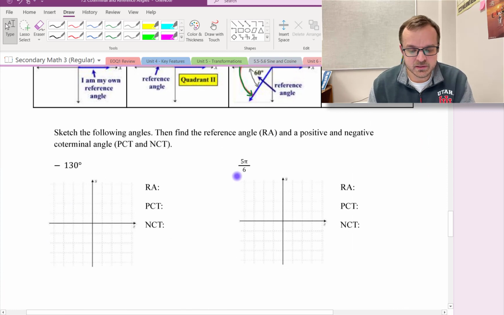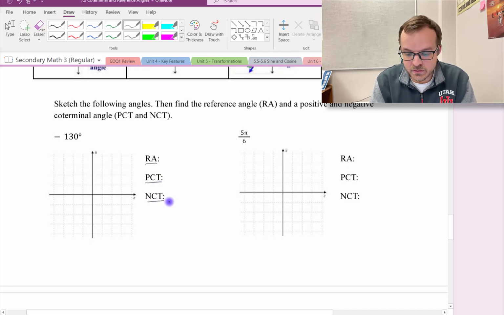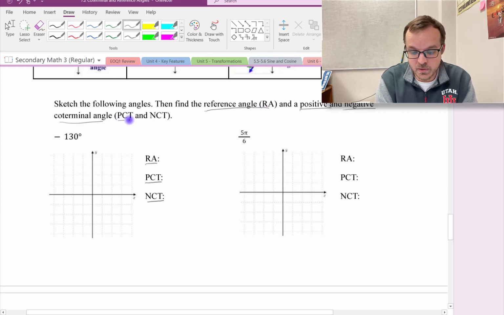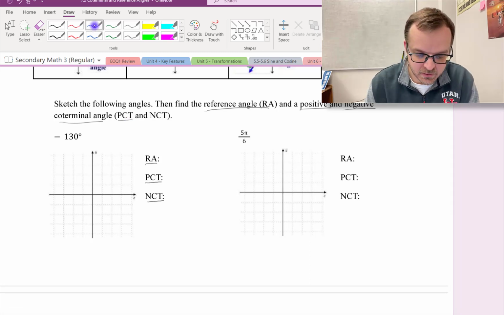So there are three things that we need to be looking for. We need a reference angle, we need a positive coterminal, and a negative coterminal, right? And those are all listed out. The reference angle is RA, and the positive and negative coterminals are referenced by PCT and NCT. All right, so let's take a look at these.